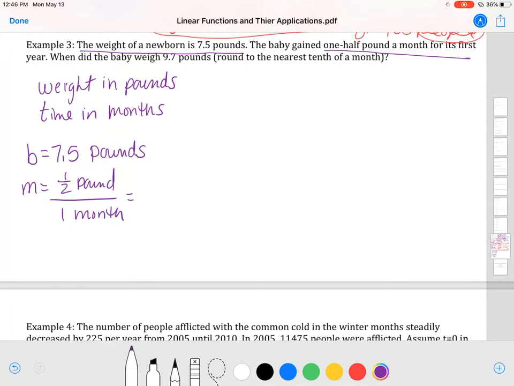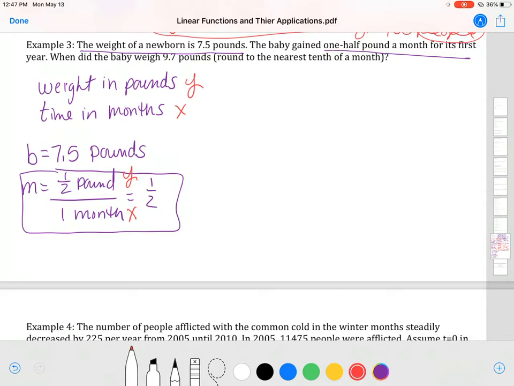And instead of writing it as a complex fraction, I like writing it out so we can see the units, but we can just leave it as 1/2. 1/2 divided by 1 is 1/2. Now I can use my slope to figure out which of these variables is going to be x and y. Since the slope is the change in y divided by the change in x, I know my y is going to be the pounds and my x is going to be the time in months, right? It's the change in y over the change in x.